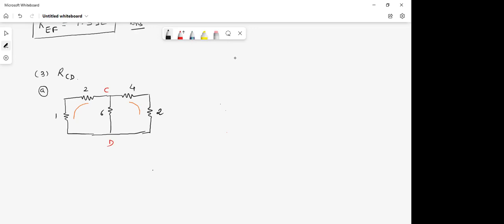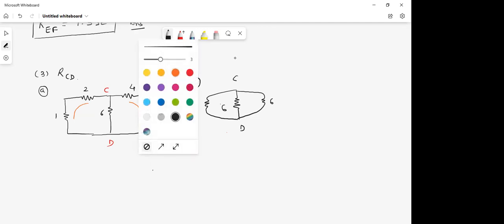So our idea is to develop your minds for this kind of analytical approach. Now find 2 and 1, they are in series, 4 and 2 are in series. So our next step will be to show them separately, together. So C and D, in between you have 6 ohms. Here you are having 2 plus 1, that is 3, and here you are having 4 plus 2, that is 6. So this is what you are having now.